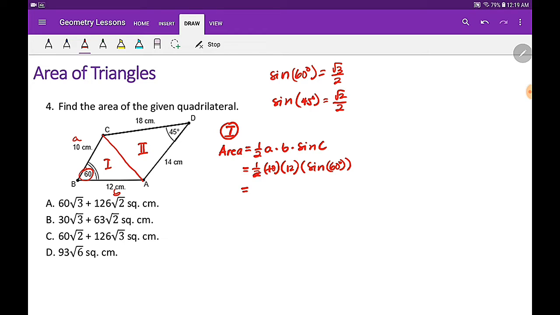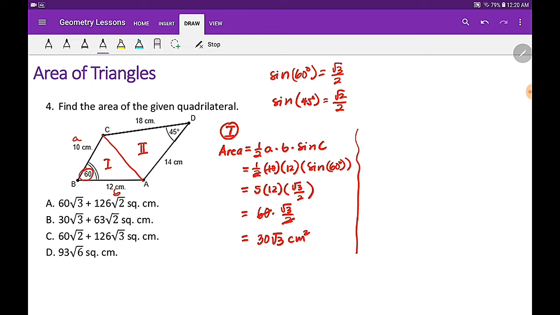Now let's do some simplifying. 1/2 of 10 is 5. It's going to be 5 times 12 times, well, you know what sine 60 is. Sine 60 degrees is square root of 3 over 2. Let's further simplify. 5 times 12 is 60, times the square root of 3 over 2. You can cancel: 60 divided by 2 is 30. So you have 30 square root of 3 square centimeters. That's for the first triangle.